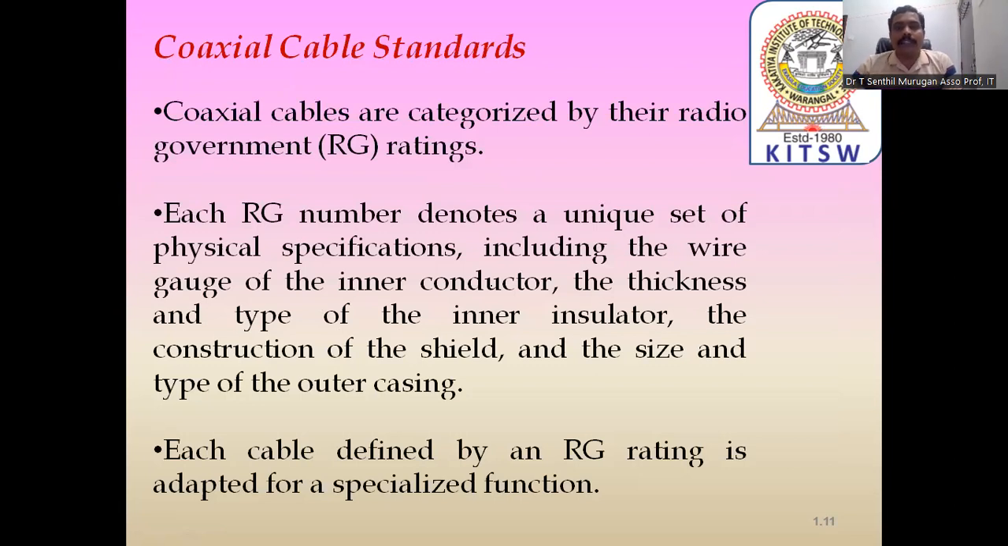Coaxial cables are categorized by their radio government (RG) values. Each RG number denotes a unique set of physical specifications. According to that number, its individual specifications are there, including the wire gauge of the inner conductor, the thickness and type of the inner insulator, the construction of the shield, and the size and type of the outer casing. All the factors are related to that number. Each cable defined by an RG rating is adapted for a specified function.